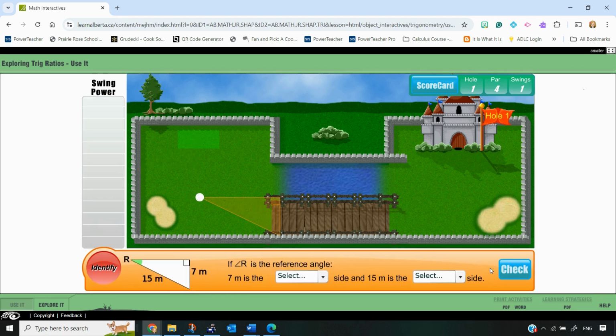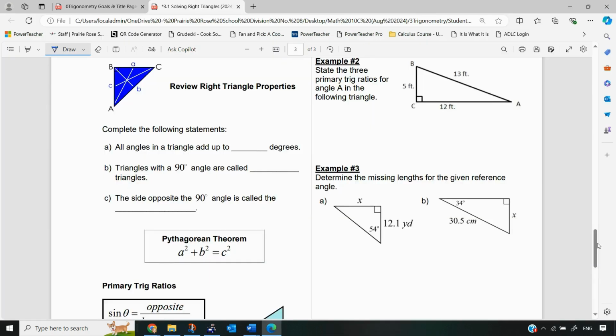Like I said, if you're looking for a website or an opportunity to practice, this might be one to check out. So just as a refresher, when we're talking about our triangle properties, remember that all angles in a triangle add up to 180 degrees. Triangles with a 90-degree angle are called right triangles, and in grade 10, that's all we're going to be working with are right triangles. And the side opposite the 90-degree angle is called the hypotenuse.